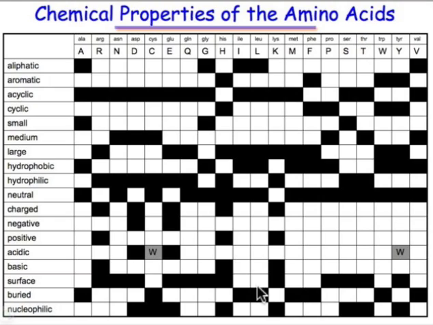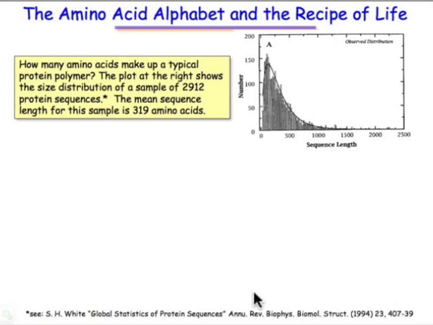Now, one of the things we might ask first off in terms of how these amino acids are incorporated into proteins is, what's the typical number of amino acids that you'd find in proteins? And the answer to that question is about 320. And how do we know that?